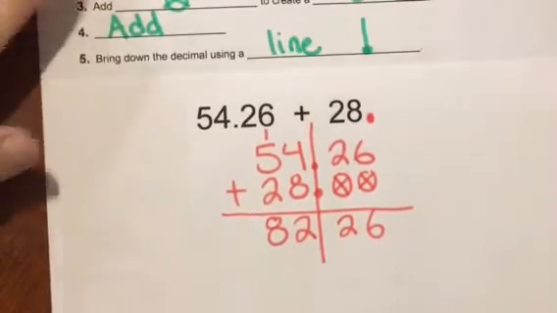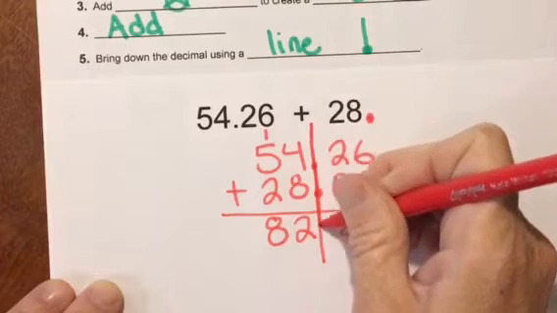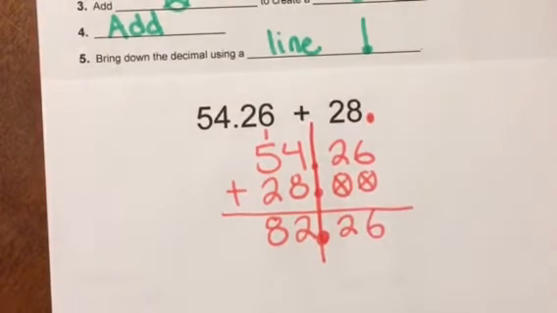Okay, and my last step is I'm going to bring down the decimal using a line. So I would line these up, and I'm going to bring one down there. And that is it. So again, if I'm good with adding, there's really not many new steps to it.